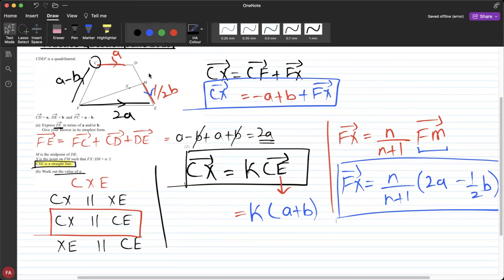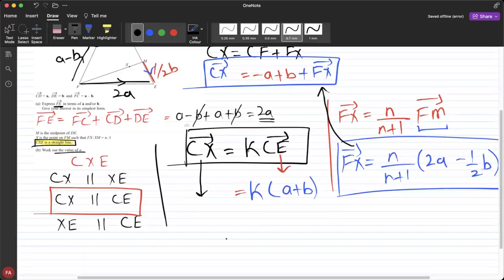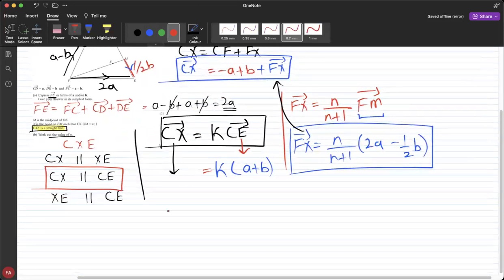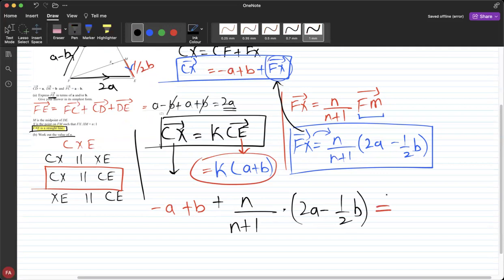So now I know that I have FX. So I can actually use this equation over here, and I can eventually just plug it into this equation. So if I were to plug this in, can I say that has to be minus a plus b, and then we had plus FX, which is this thing that we just figured out. So that's going to be plus n over n plus 1, then we have in brackets 2a minus 1 over 2 b. And then we have equals to this side of the equation, so equals to k times a plus b. I hope you're all with me right now. If not, then I would expect you to pause this video and watch it from the very beginning.